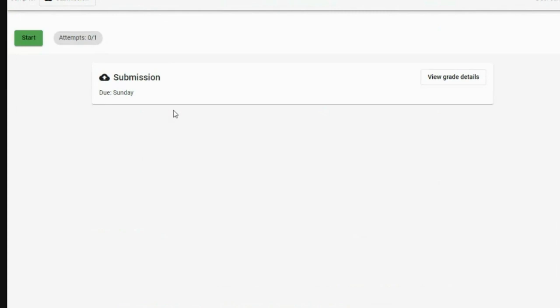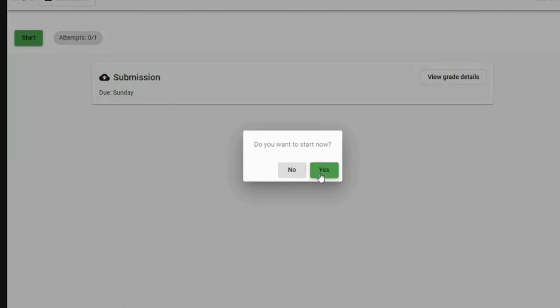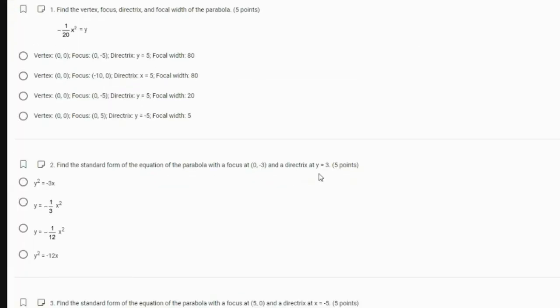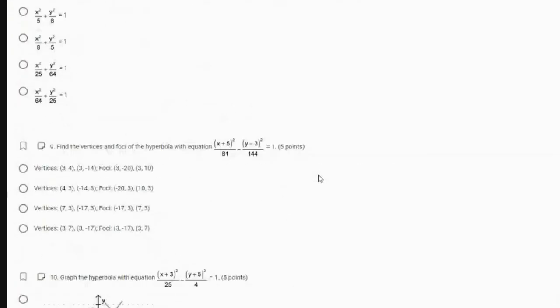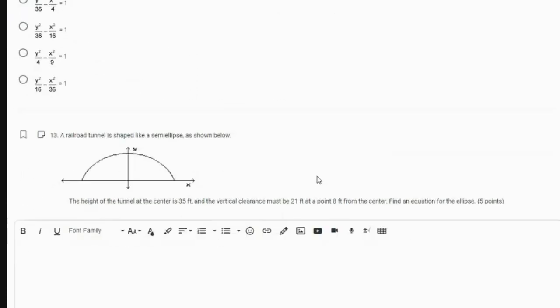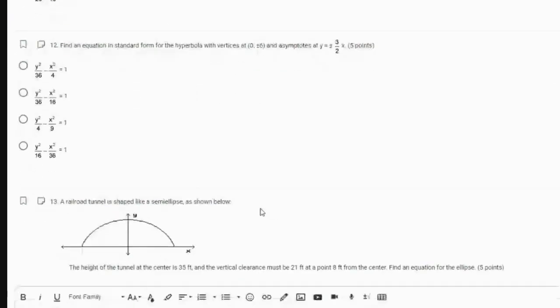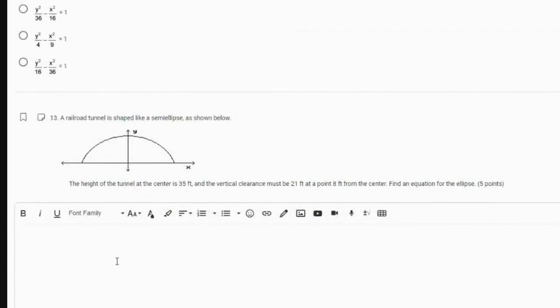But then we just have one part of the test. There's not a part 1, part 2 this week. So, yes, I want to start now. See what I got. 13 problems. There's one that you have to do the work on. You're finding an equation for this ellipse. This is half an ellipse because a tunnel is shaped like a semi-ellipse, which means half an ellipse.